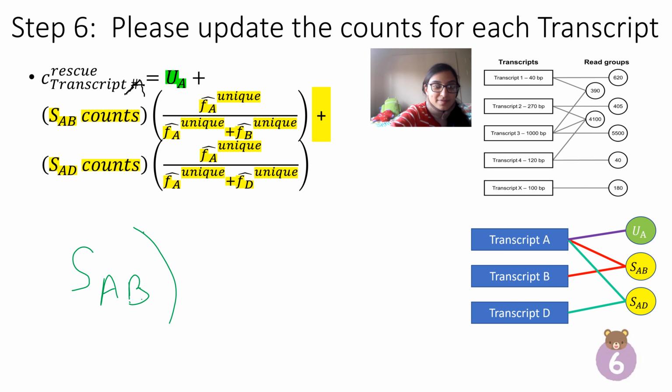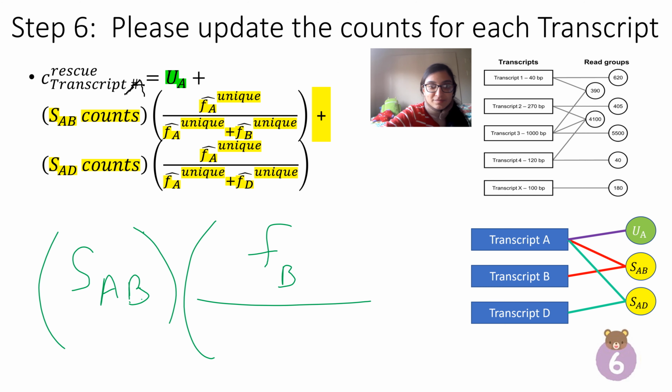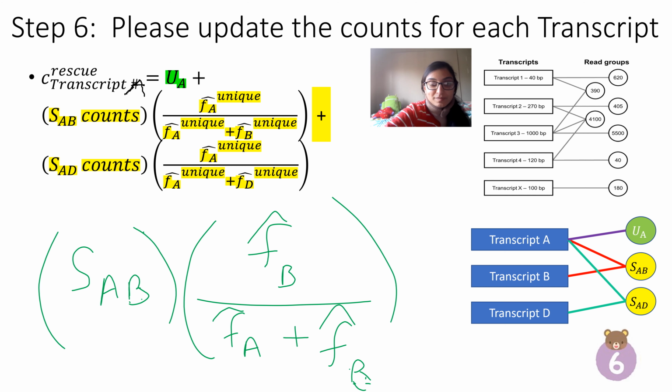So it's going to get the SAB counts, and then you just have to multiply it by FB. I'll make this FB divided by FA plus FB. These are approximate values, FB, FA. I'm not writing the unique part though, FB. So that's what B would be getting instead.